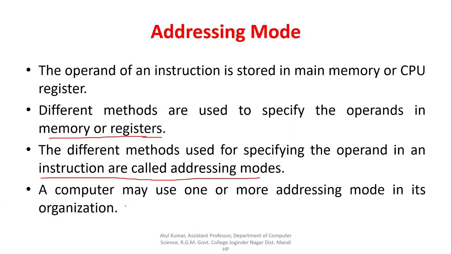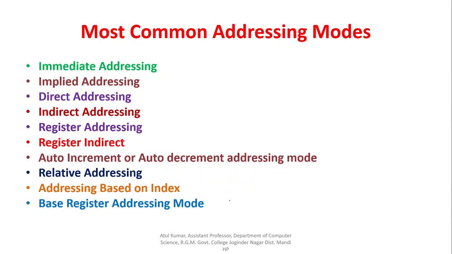A computer may use one or more addressing modes in an organization. So there are many addressing modes. The most common addressing modes used in computer architecture are immediate addressing, implied addressing, direct addressing, indirect addressing, register indirect addressing, auto increment or auto decrement addressing mode, relative addressing mode, addressing mode based on index, that is also called index addressing, and base register addressing mode. I will discuss all these addressing modes one by one.